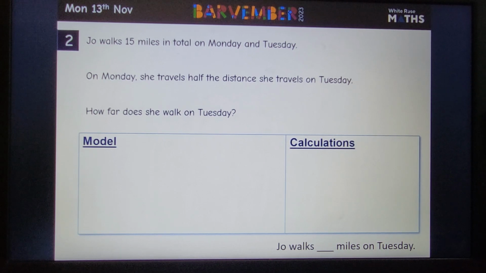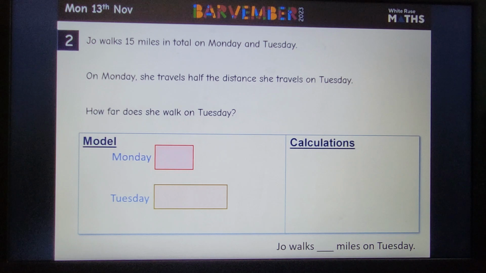So she walks 15 miles in total on Monday and Tuesday. So first of all, we've got Monday and we've got Tuesday because it tells you that on Monday she travels half the distance that she does on Tuesday. So we have to draw a box for Monday and Tuesday has to be twice as big. So essentially Tuesday is 2 boxes, 2 Monday boxes, if that makes sense. Okay. And the total of those two, so if we show that, the total of those two is 15. Okay, so what do we have to do?